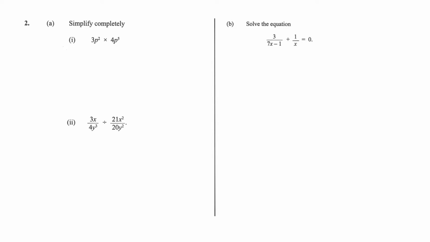Well, the first thing that we can do is group all of the numbers together and group all of the p terms together. I can write this as 3 times 4 and then times p squared times p to the fifth. Now what we can do is combine the exponential expressions p squared and p to the fifth.